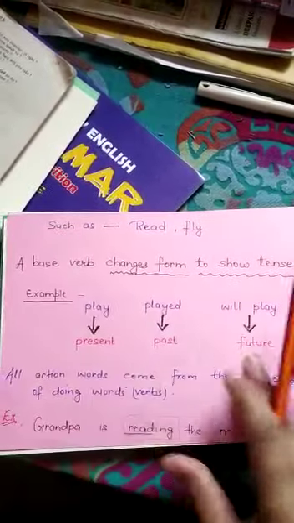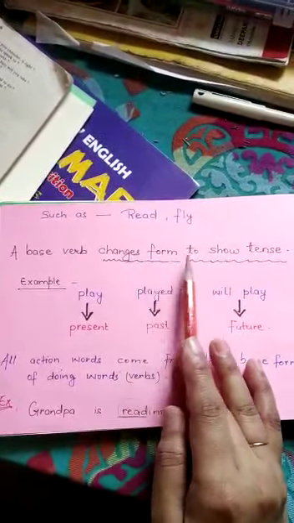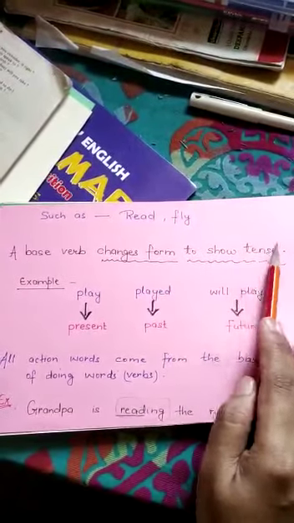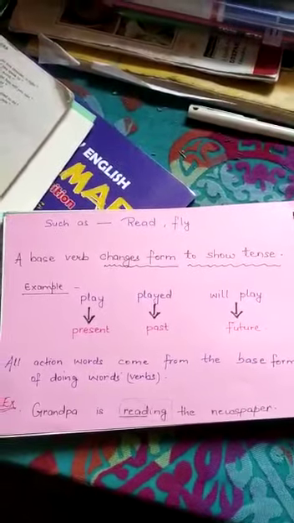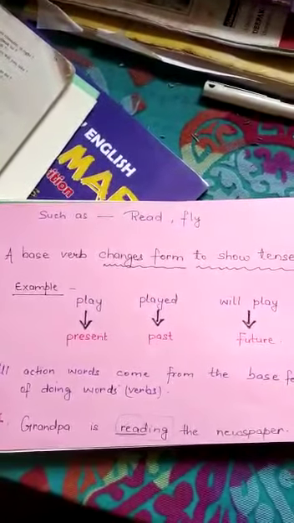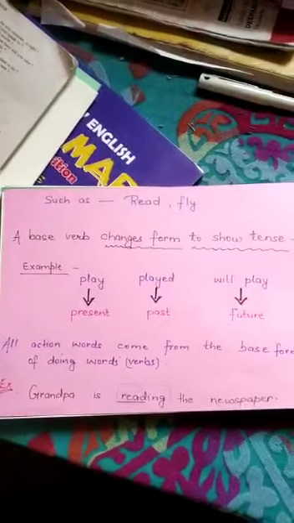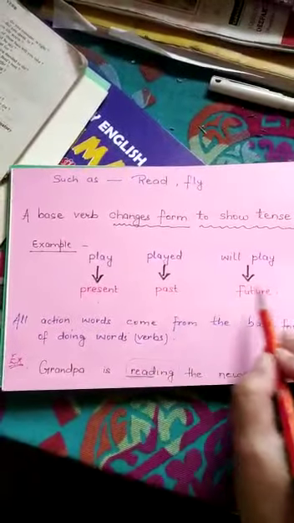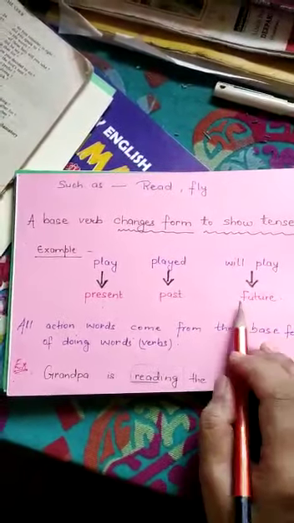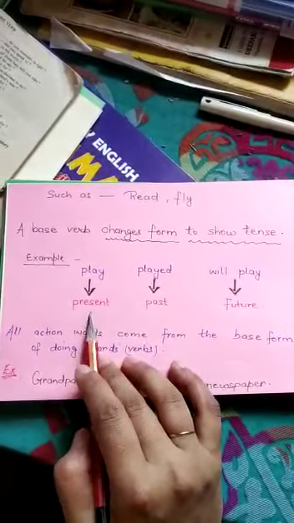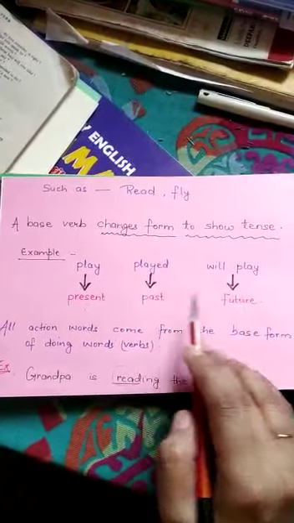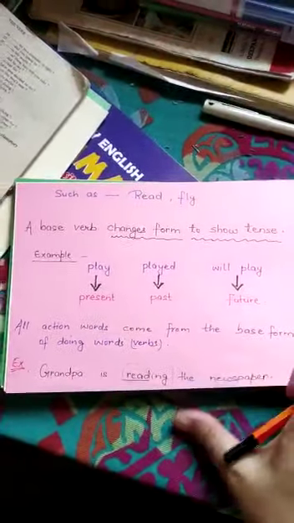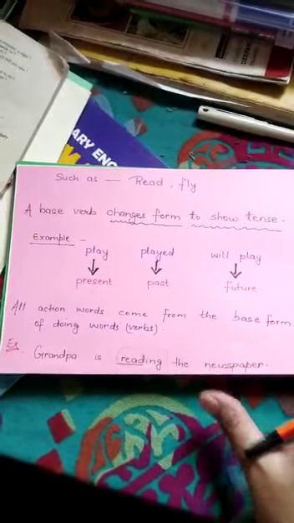So whenever we are changing the base verb into other form, change form to show the tenses. If the base verb is changing into other form of verb, then it shows the tenses. It shows the time period, such as three basic tenses: present, past, and future. So any action that will take place in present form, past form, or future form, in this form of tenses only, the action will take place, or it is taking place.